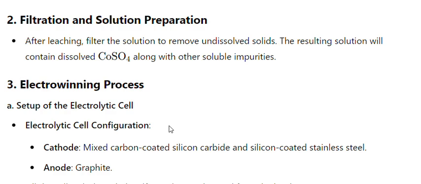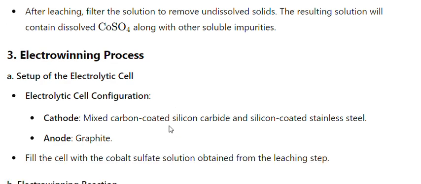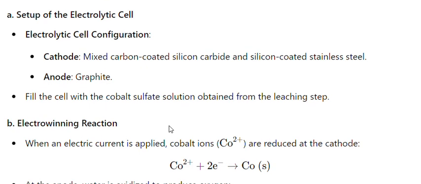3. Electrowinning process. A. Setup of the electrolytic cell. Electrolytic cell configuration. Cathode, mixed carbon-coated silicon carbide and silicon-coated stainless steel. Anode, graphite. Fill the cell with the cobalt sulfate solution obtained from the leaching step.